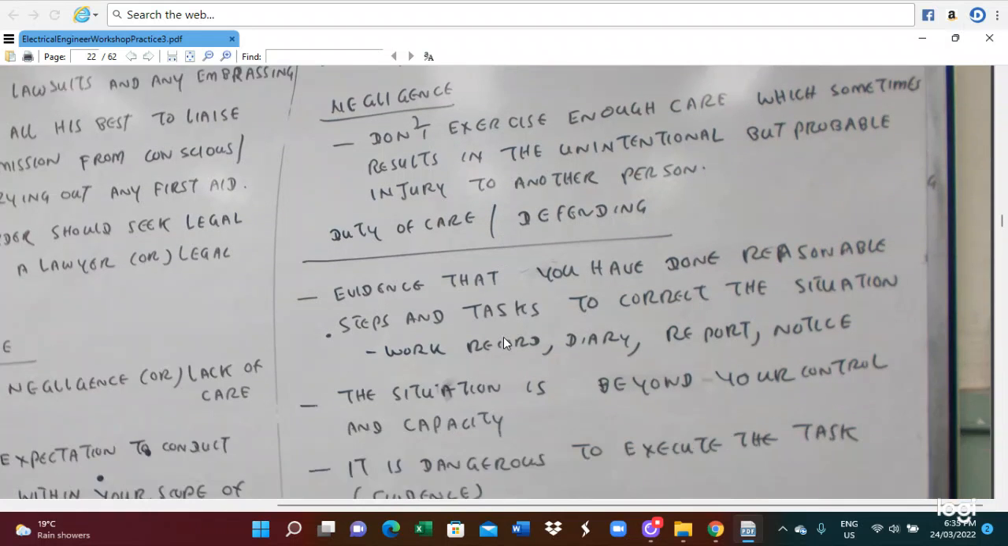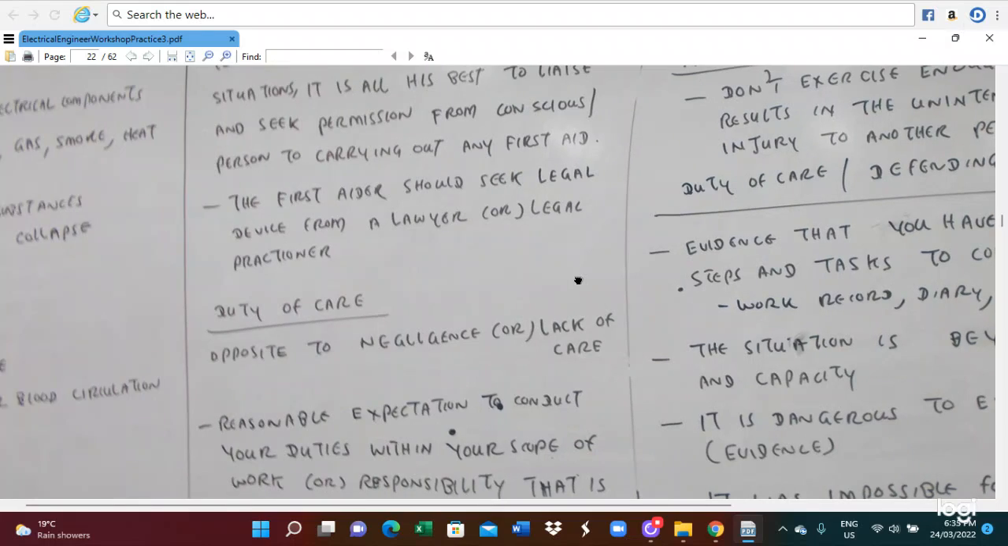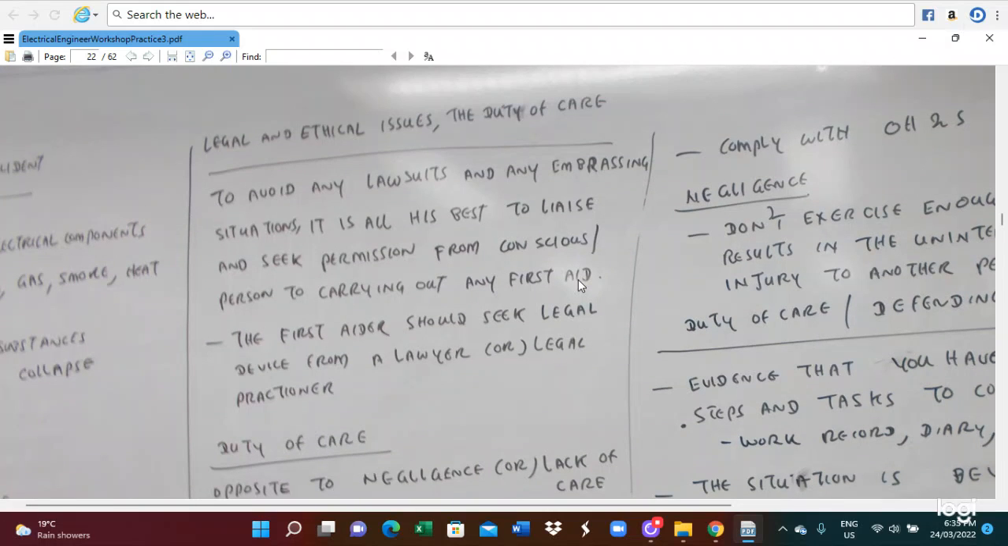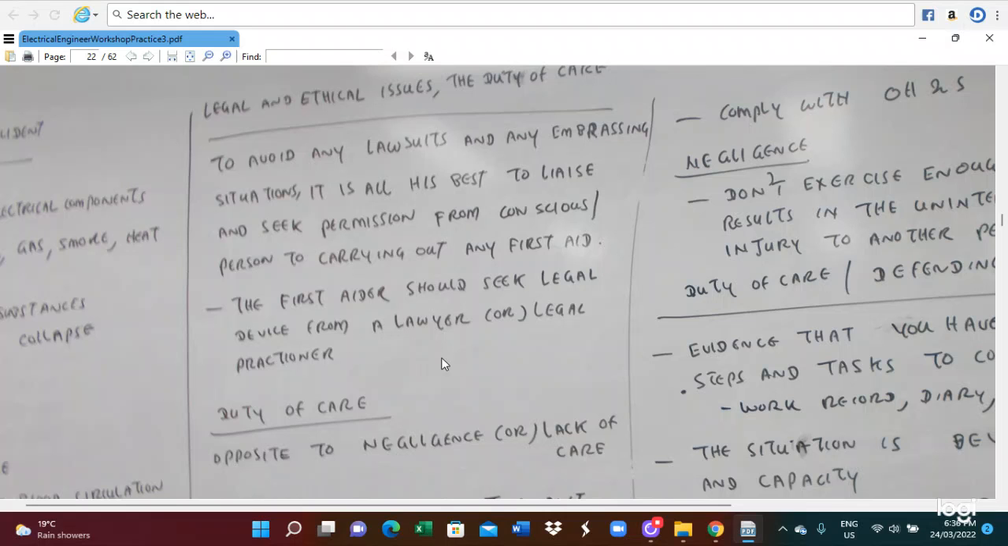After this, you have to consider the legal and ethical issues and the duty of care. To avoid any lawsuit or embarrassing situation, it is best to seek permission from a conscious person before carrying out any first aid. This means that if you want to treat one person, you have to take permission from their relative or the nearby people. A first aider should seek legal advice from a lawyer or legal practitioner.